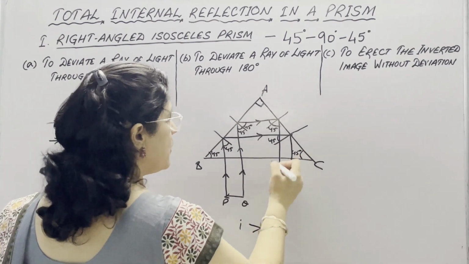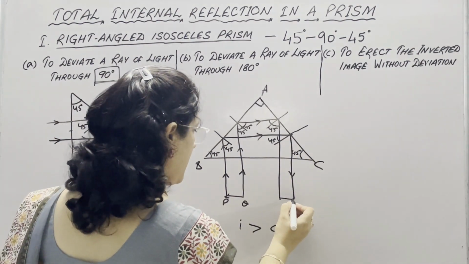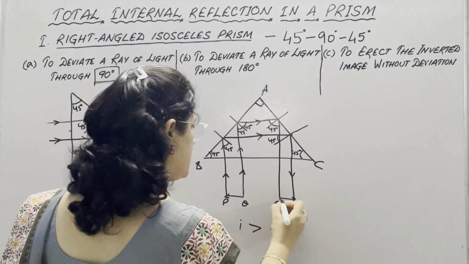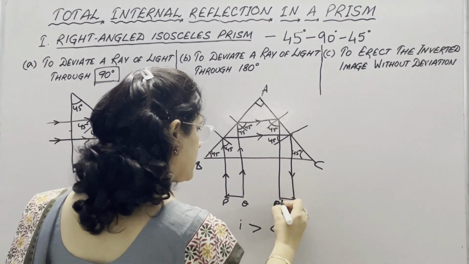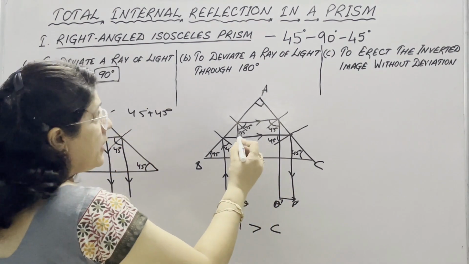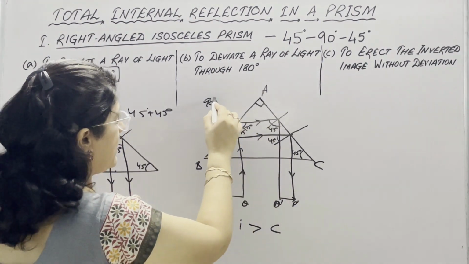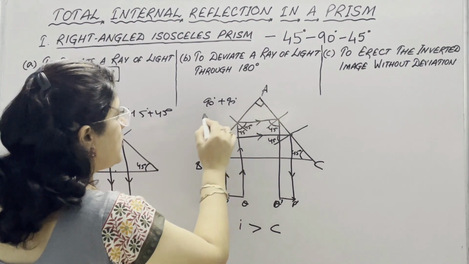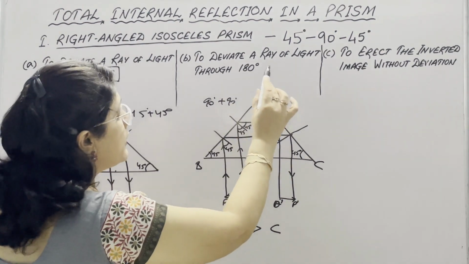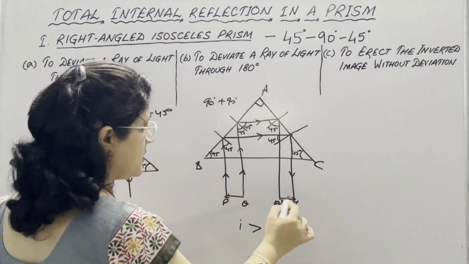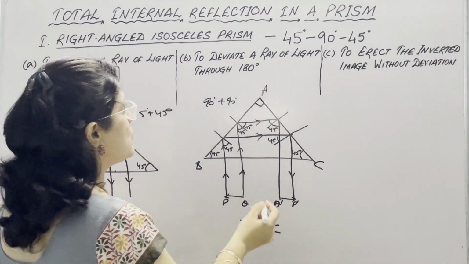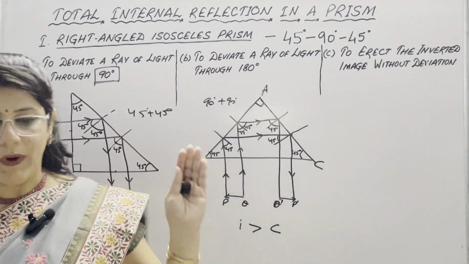So it means our image is at this point, which is P dash Q dash. Now here you can see the deviation of ray is 45 plus 45, it means 90, and plus 90. It means total deviation of ray of light is 180 degree. So this prism is used to deviate ray through 180 degree.